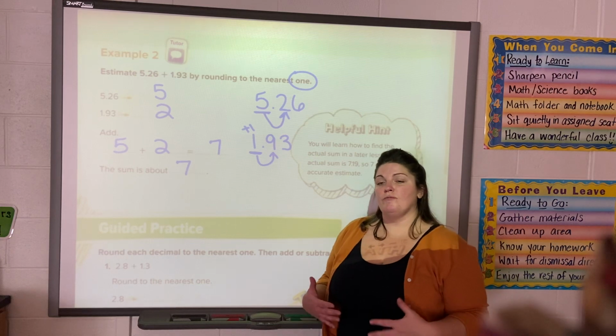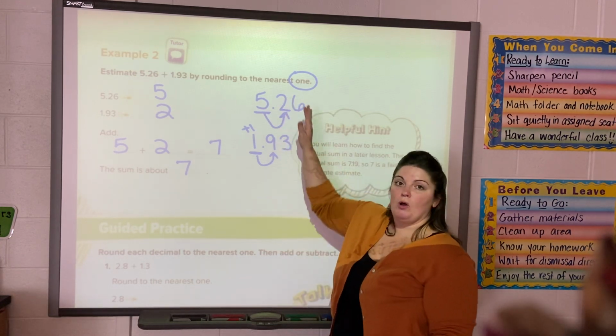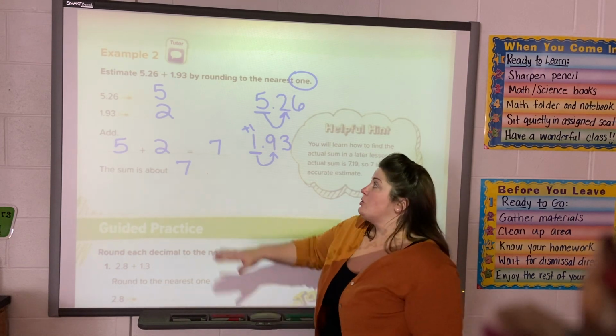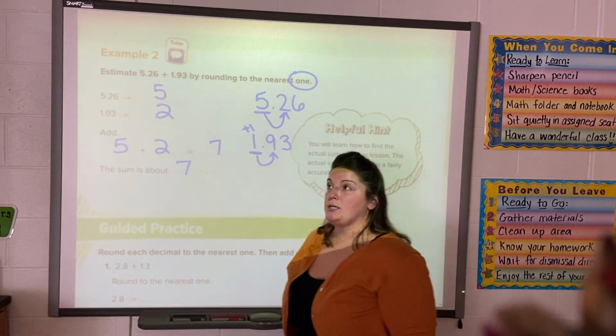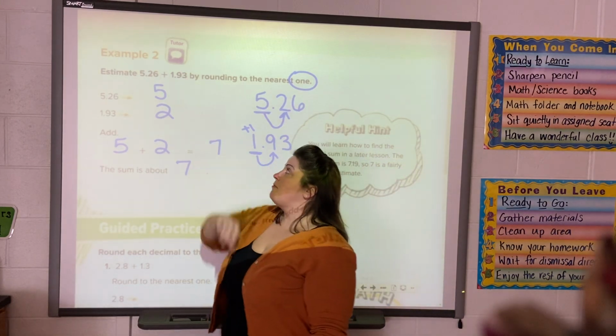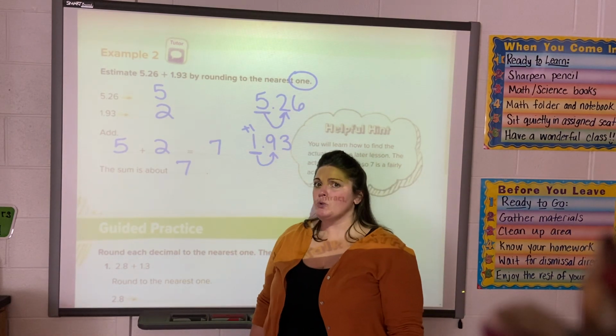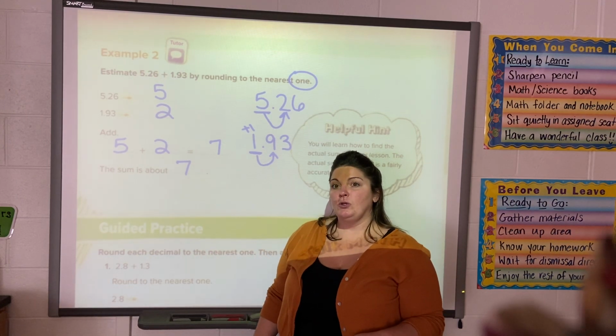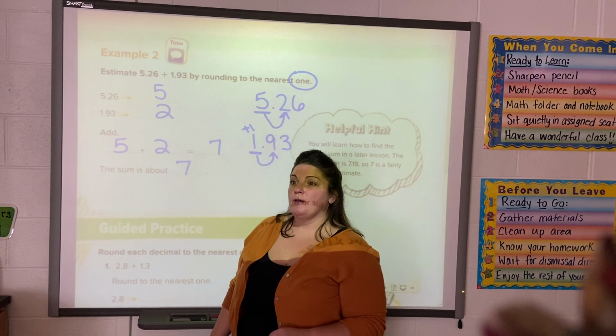As you start to get comfortable with this, you may not have to do all of these little pieces. For example, I can just look at 5.26 and say, well, that's close to 5. I can look at 1.93 and say, ooh, that's closer to 2 than it is to 1. 5 plus 2 is 7. You'll get better at this as you practice.